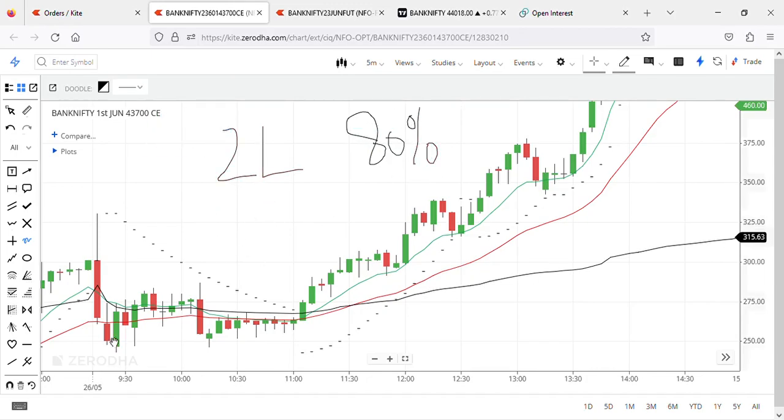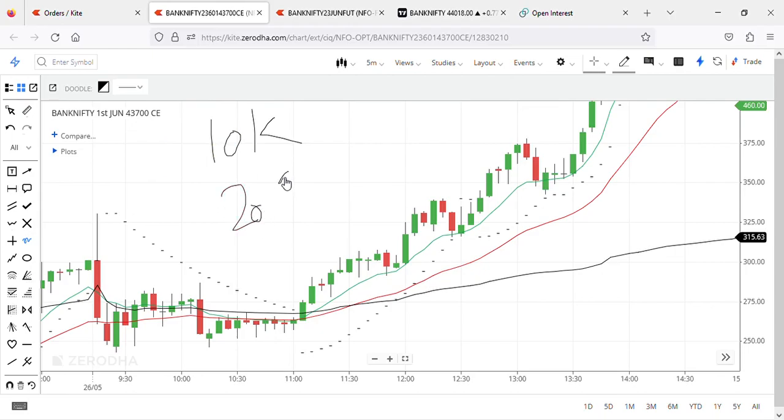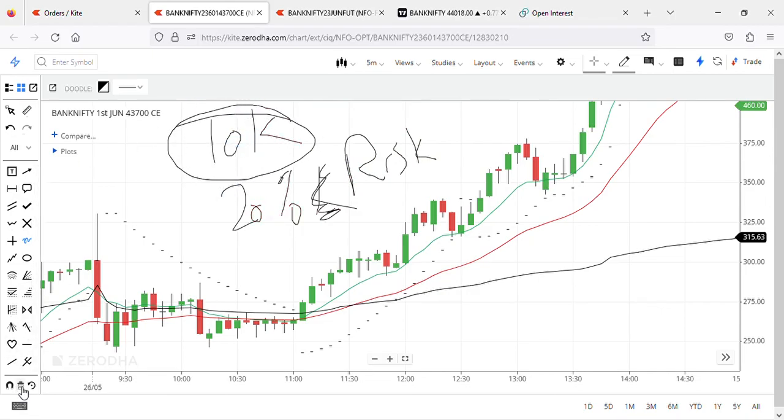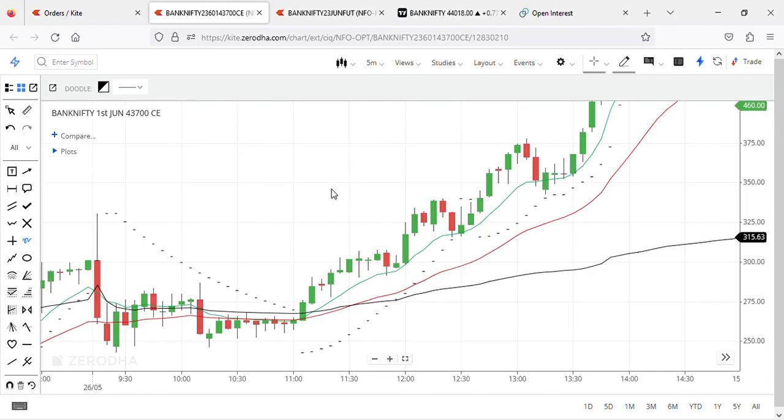Now suppose for smaller retail traders with smaller capital, if you made, let's say, 10,000 in a day's profit, only use 20% of that as your risk. If you go for more, then this 10,000 could be wiped off. Why do people not want to keep their profits? I really don't understand.